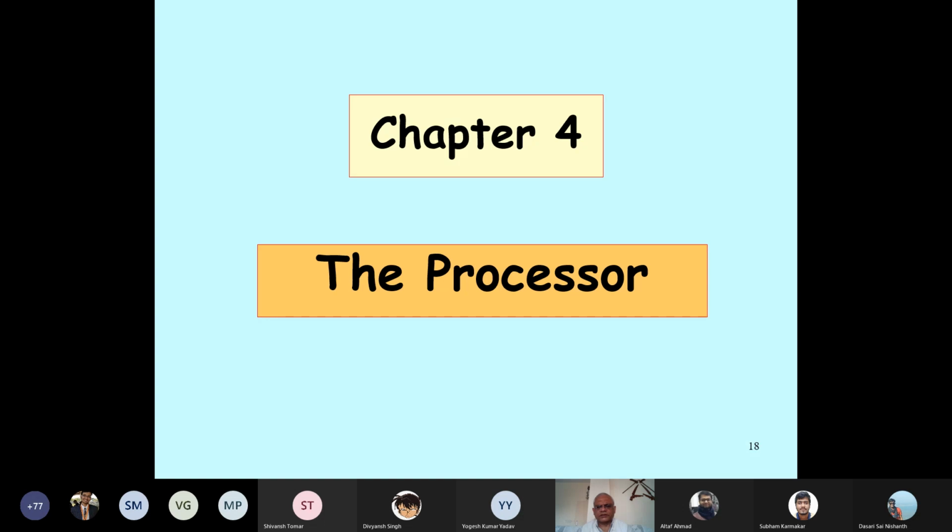and we'll go to the next chapter, which is chapter 4 in the book. And this is about the processor. We'll see how exactly the processor is designed and how it works. So far we have looked at the instruction set architecture. We looked at the arithmetic operations, how floating point is represented and so on. Now we look at the details of the processor.